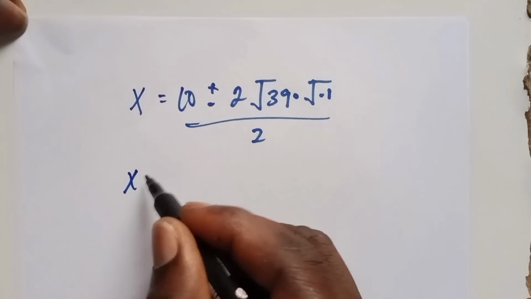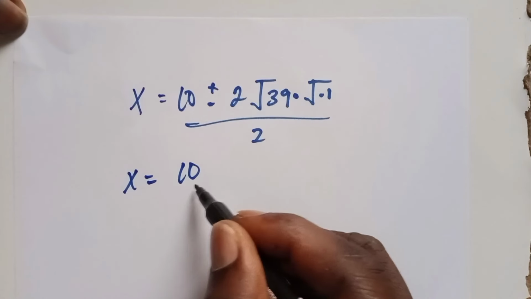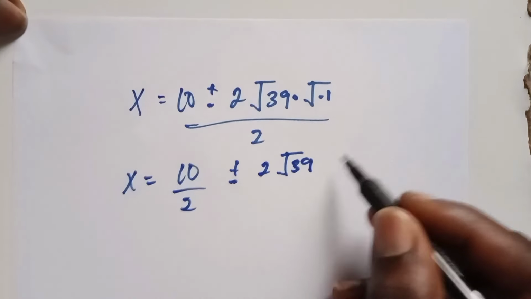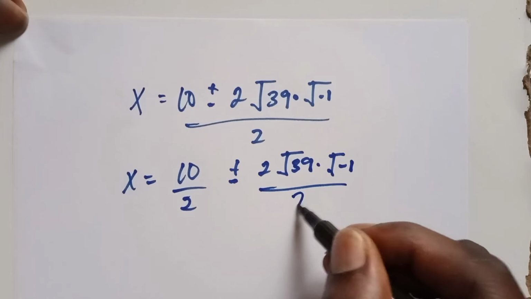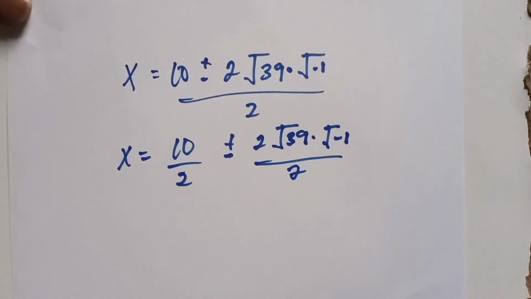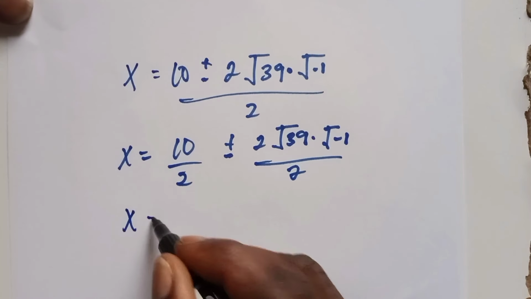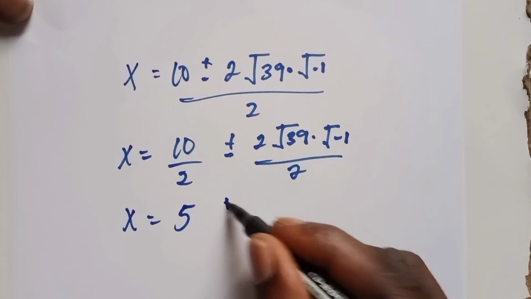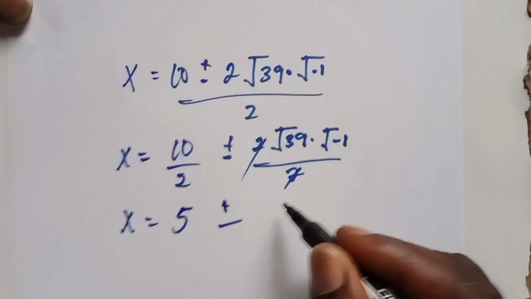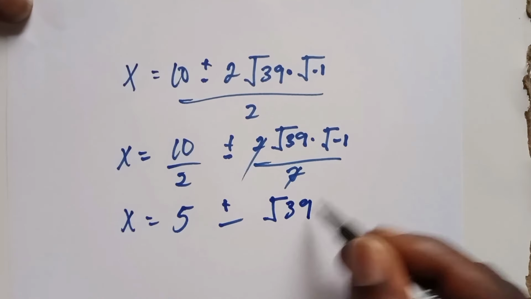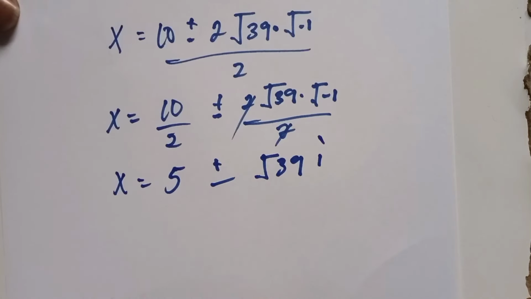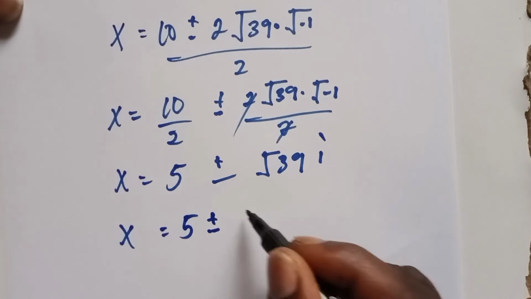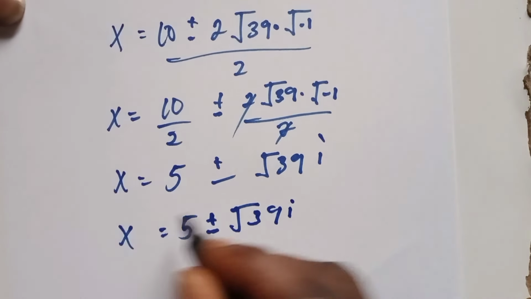From this point, we have that x will be equal to 10 over 2 plus or minus root 39 times root minus 1 over 2, if we split the fraction. Now dividing this will give us 5, and dividing this, the 2 will cancel, and then we have root 39 and then root minus 1, which is i. So our final answer for x is equal to 5 plus or minus root 39 i.